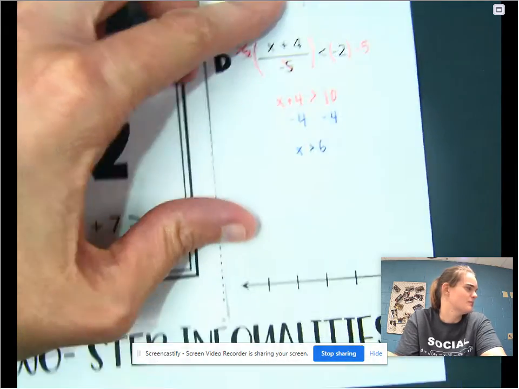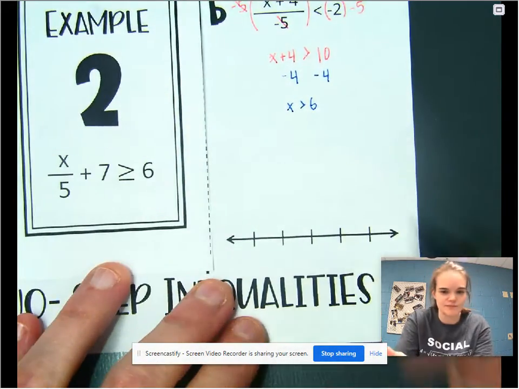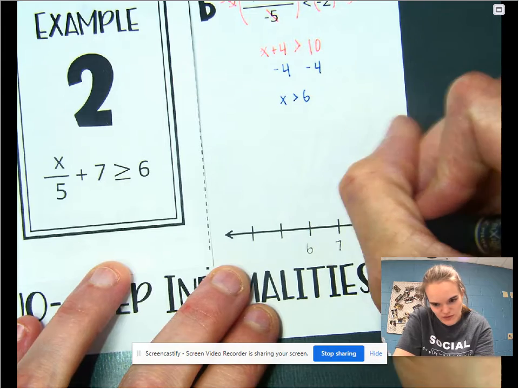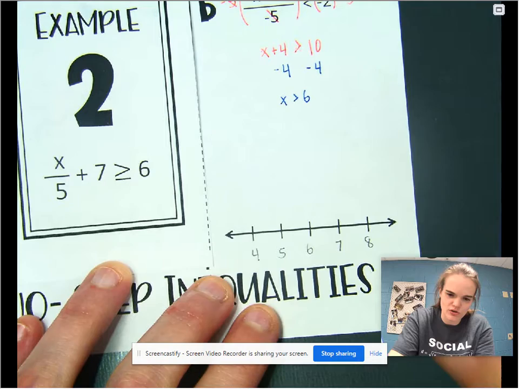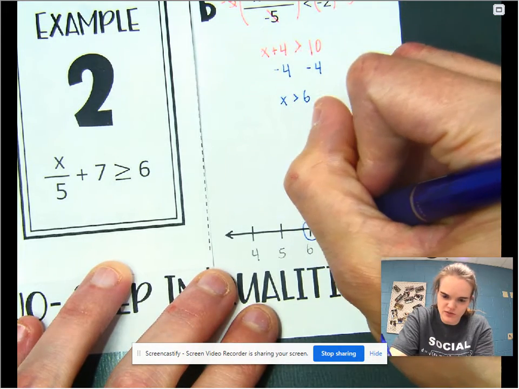So 6 goes in the middle of our number line. 6, 7, 8, 5, 4. Open circle on 6. Shade to the right.